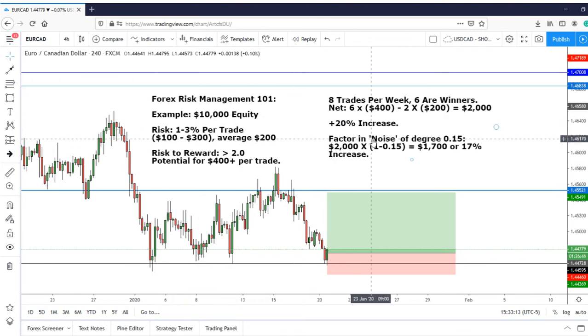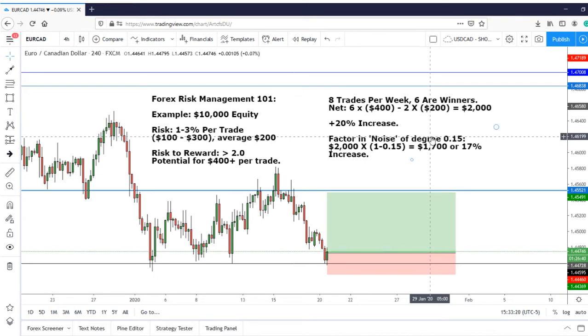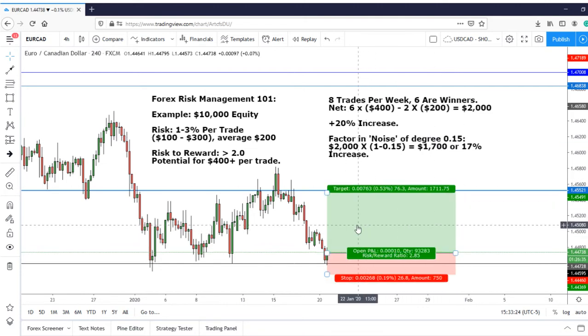Now let's factor in noise of a degree of 0.15. And what noise is, let's say there's a news event happening, so you had to leave the trade early, so you didn't get all of the profit. Let's say you only got some of the profit, or let's say you had to close the trade early because you were heading to bed, so you only got this much of the profit.